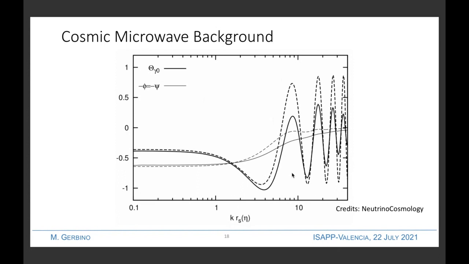And we see a completely different behavior where the amplitude is damped with respect to the dashed case, so with respect to the radiation domination epoch, and the zero point of the oscillation is also moved to another value. And on top of this, if you look at the amplitude of the different peaks, you see an exponential envelope that is decreasing the amplitude of the oscillations because of photon diffusion.